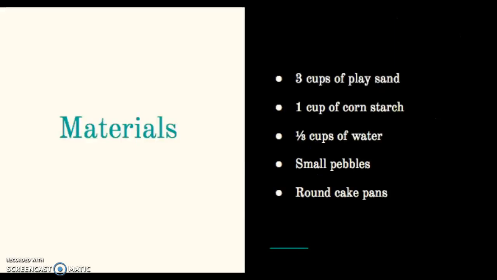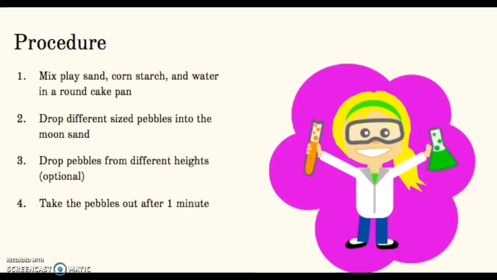In order to do this experiment, we must use 3 cups of play sand, 1 cup of cornstarch, some water, some small pebbles, and round cake pans to put all of the materials in. And to utilize these materials, we're going to mix the play sand, cornstarch, and water in the round cake pan. You can either start with all these materials and make them beforehand, or the students can do this.